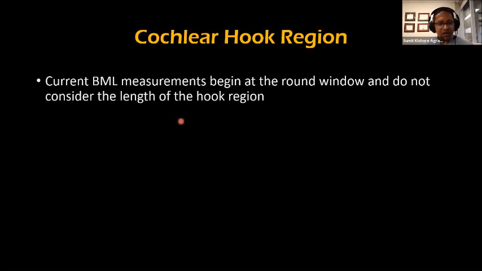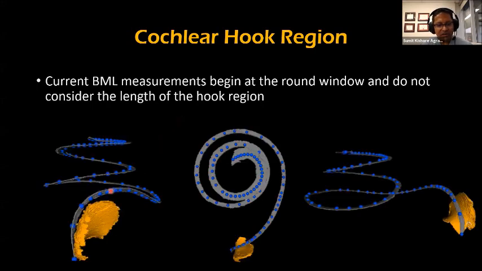So we thought, how about we do something similar for the hook region? And Helga showed you some nice images of how complicated the basilar membrane is along the base. So currently, when we measure the basilar membrane, we typically start by default or by definition at the center of the round window. And what we ignore is this complicated part of the basilar membrane that hooks around the round window and attaches way down here at the basal tip. And you can see it almost makes a 90-degree turn from where it attaches.